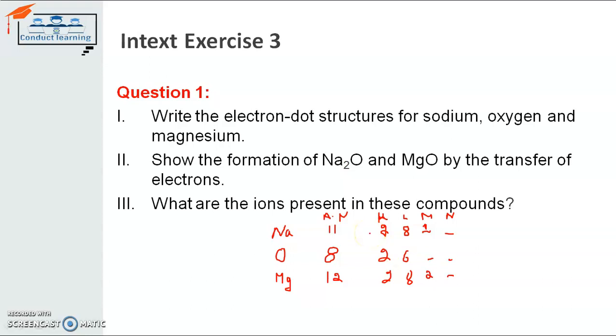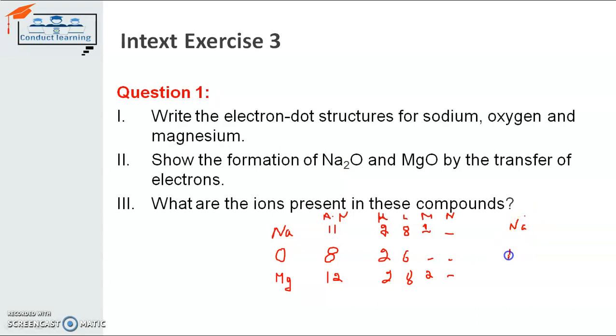So as we can see from this shell structure of sodium, oxygen and magnesium, in sodium there is 1 electron which it can share, or it can take 7 electrons to become stable and get the octet. But it is very difficult to take 7 electrons from a different element to make a compound; rather, it is very easy to give 1 electron. So that's why the sodium electron dot structure will be Na with a dot. This dot represents that it can share 1 electron.